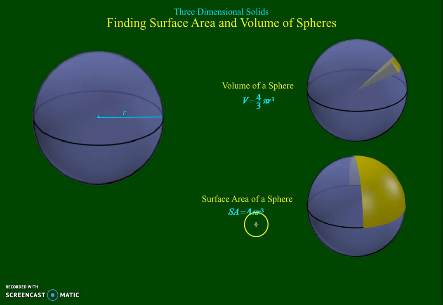So we now have 2 formulas that we're going to use. Surface area, 4 pi r squared, and volume, 4/3 pi r cubed. And we're going to go ahead and use those in a couple of examples. These are very simple formulas, and it's a relatively straightforward process to use them in application. So let's go ahead and look at an example.